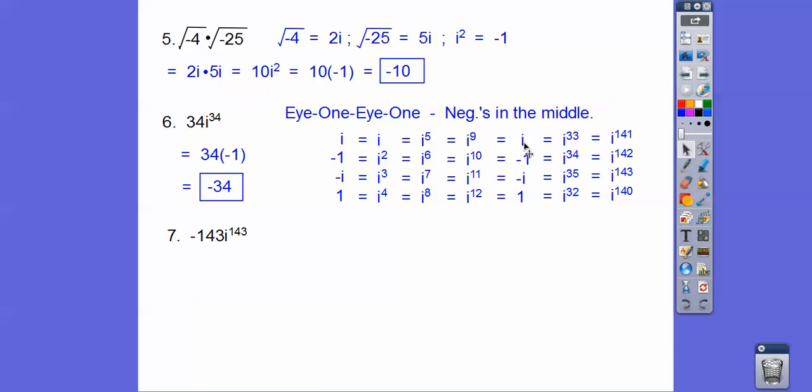Remember, i, 1, negative, i, negative 1, negatives in the middle. And these are all the multiples of 4. And when you have big numbers, you just look at the last two digits. That's your multiple of 4. So here's i to the 143, so it's going to be negative i. So this is negative 143 times negative i, which is positive 143i, because a negative times a negative is a positive. You just can't do that inside the radicals when there's a negative and a negative inside, because you have some i's happening right there.